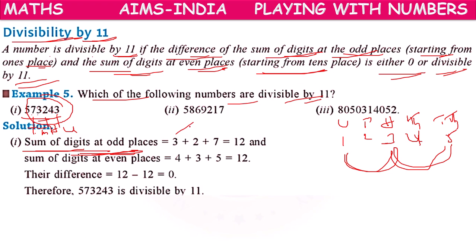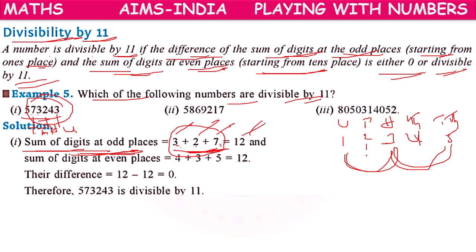In the units place we have 3, in the hundreds place we have 2, in the 10,000s place we have 7. So for the digits in odd places, we have to take their sum. 3 plus 2 is 5, 5 plus 7 is 12.